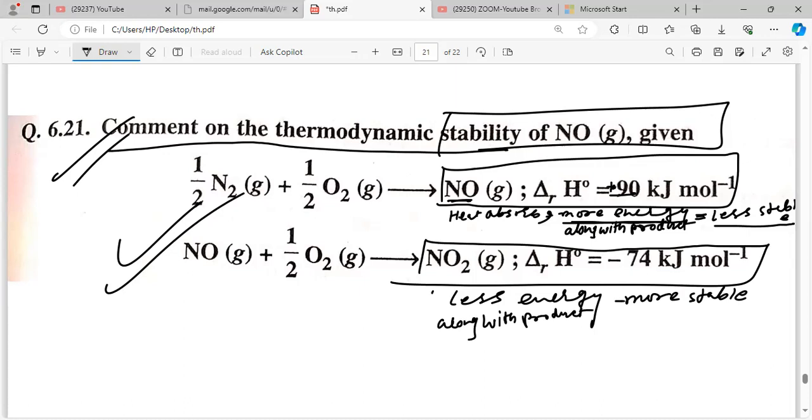Along with product, so it will be more stable. Is it okay? Yes, sir. I sent you the answer key. You check that one once.